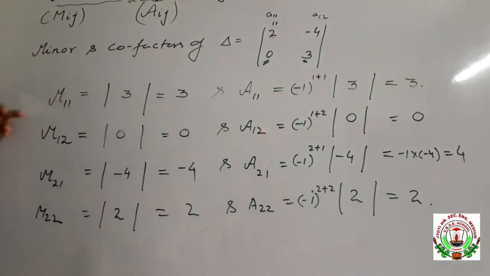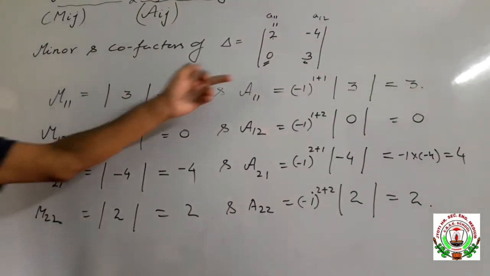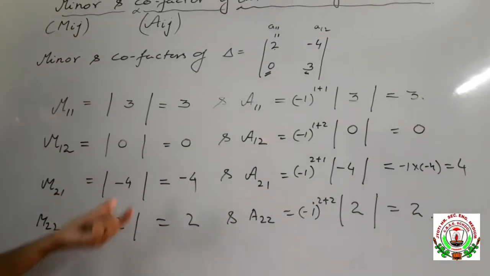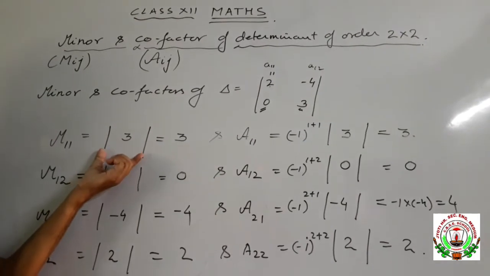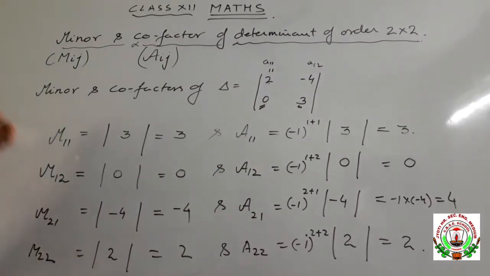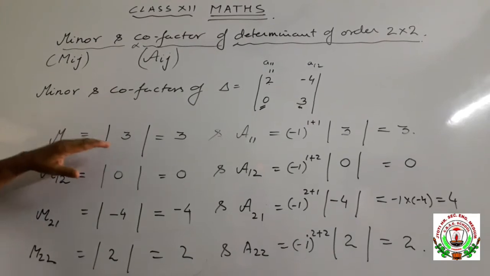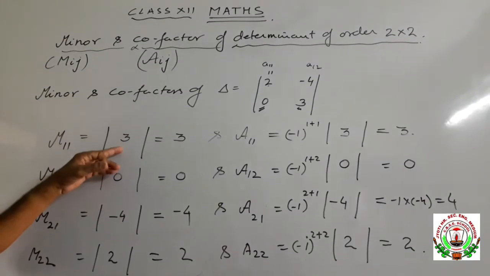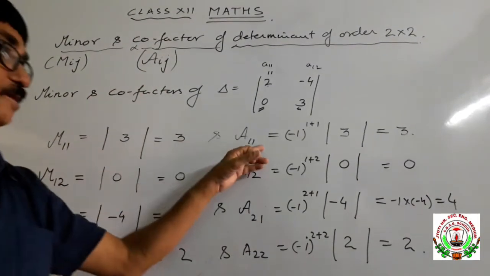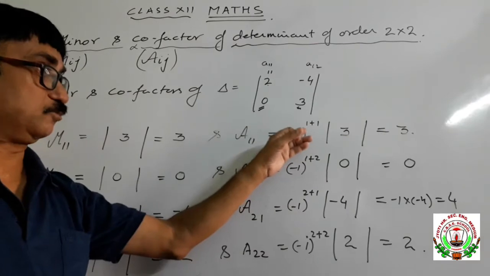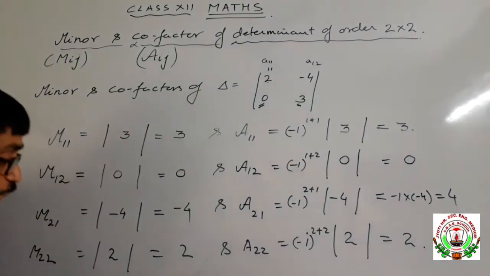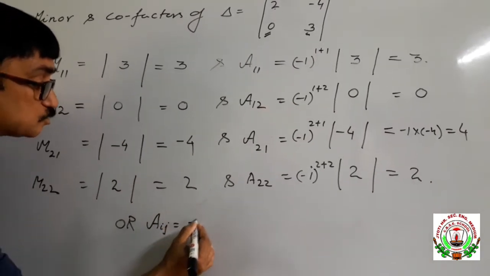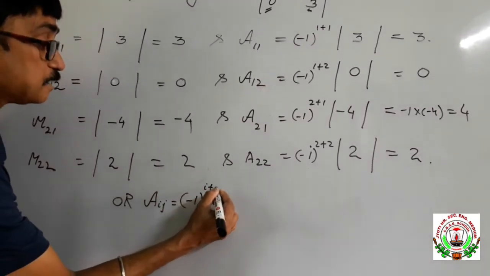So these are the minors and cofactors of the 2 by 2 determinant. Again I am telling you, it is not a modulus sign, it is a determinant sign. Minor means we only delete the row and column and write down the remaining element. But in the case of cofactor, we have to write minus 1 to the power row plus column, or we can say that the cofactor Aij is equal to minus 1 to the power i plus j, Mij.